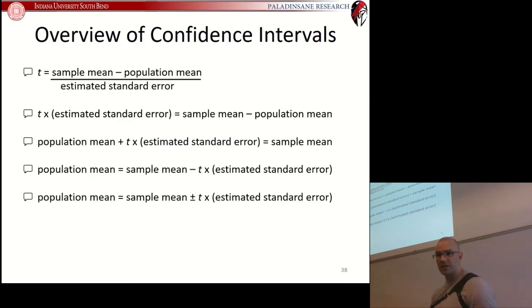So your confidence interval, your estimate for the population mean, equals your sample mean plus or minus the t statistic, the critical t value, times your estimated standard error.